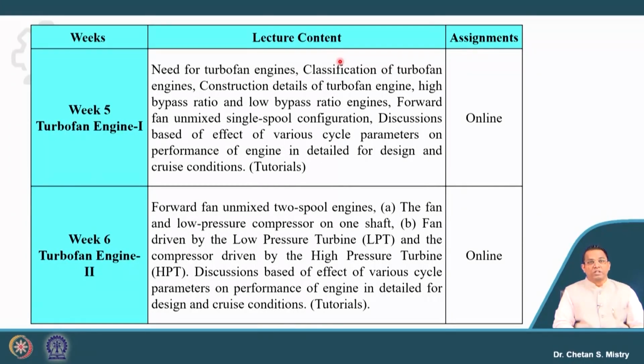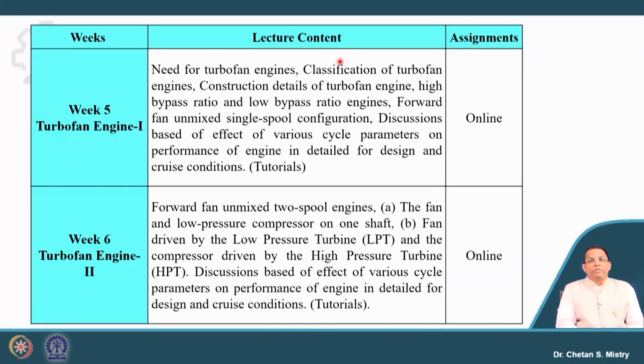where we have discussed about the effect of various cycle parameters on the performance for both design as well as say off design condition or the cruise condition, and we try to understand the effect of various cycle parameters, how it will be changing with say different performance parameters.